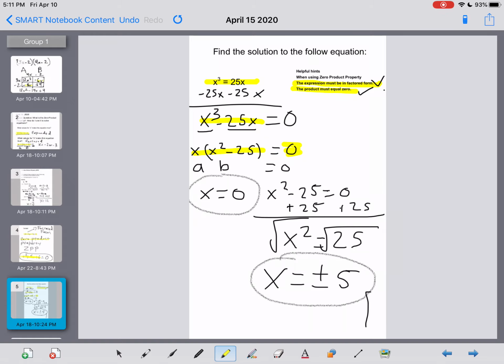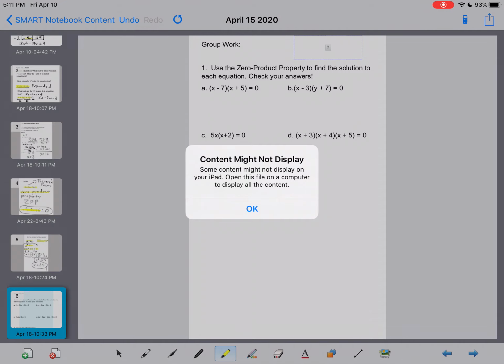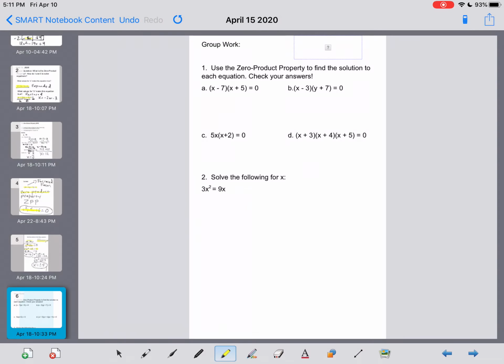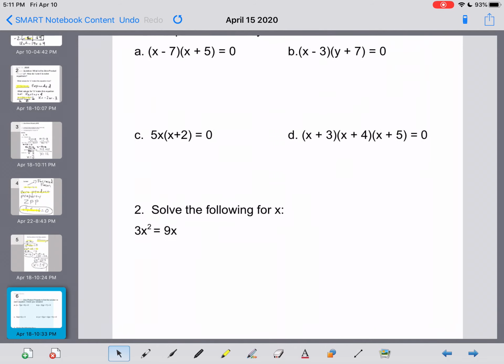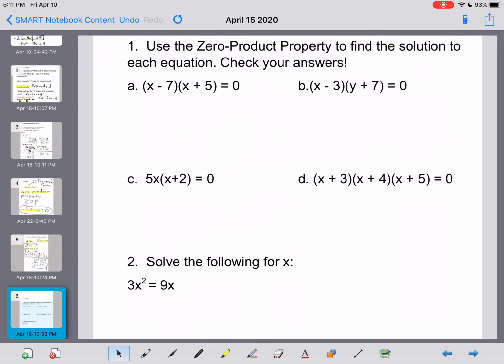All right, so let's just take a look at this last piece here, guys. I want you to work through 1A, 1B, 1C, and 1D. Pause the video, and then I'll come back with answers.